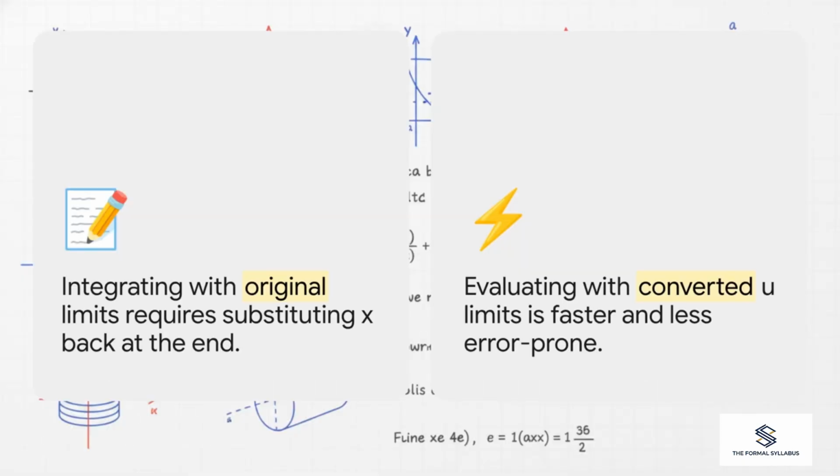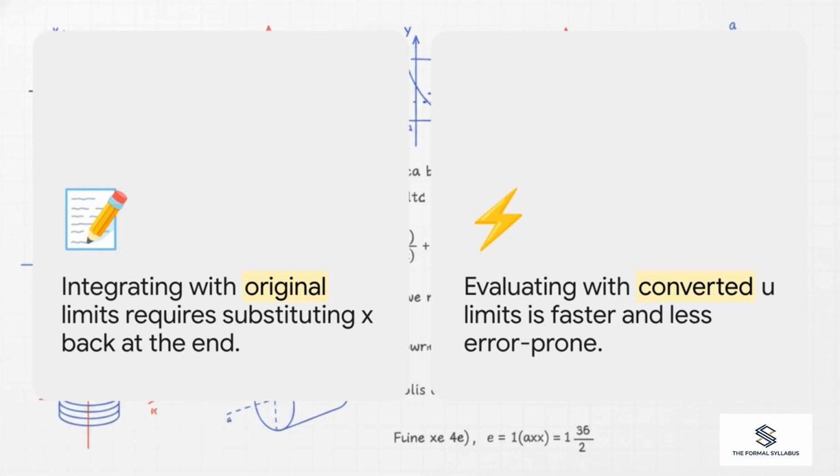Now, what's really interesting about this is a fascinating shortcut for definite integrals, the ones with set boundaries. By changing the integration limits explicitly to u values right at the very beginning of the problem, returning to the original x variable at the end becomes completely unnecessary. No way, right?